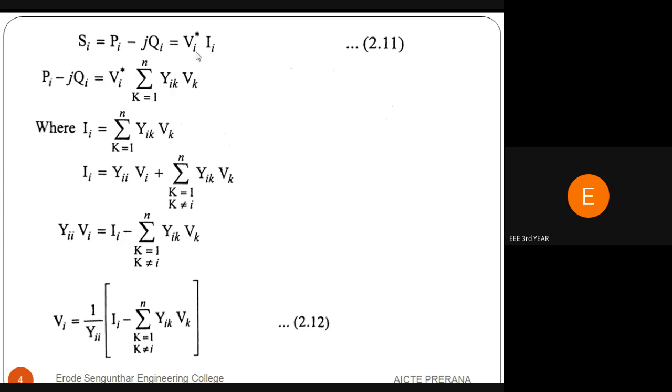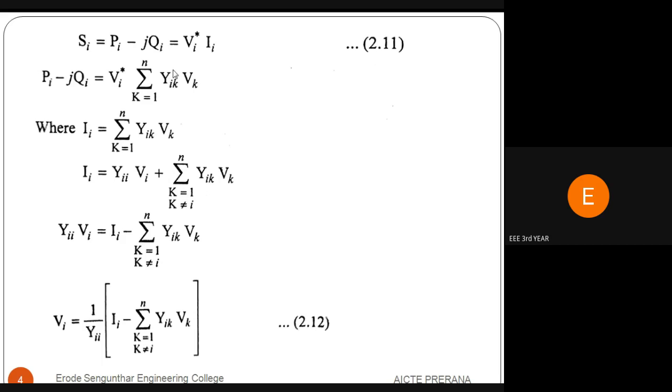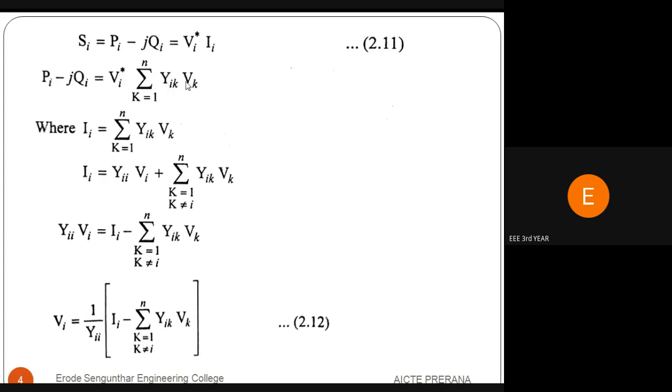Now Ii is replaced by impedance and voltage. As per Ohm's law, V is equal to IR, so I is replaced by admittance. We can replace Ii by Yik into Vk. So we can write the equation as Pi minus jQi is equal to Vi conjugate summation of k equal to 1 to n Yik into Vk, where Ii is equal to summation of k equal to 1 to n Yik Vk.